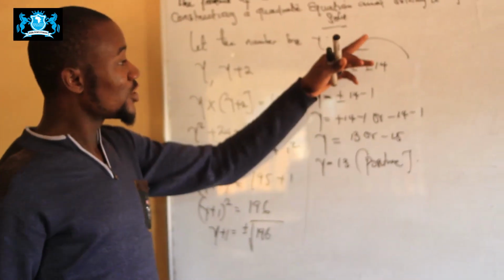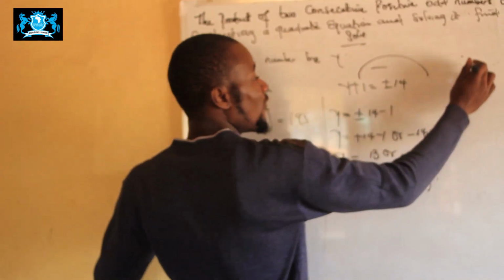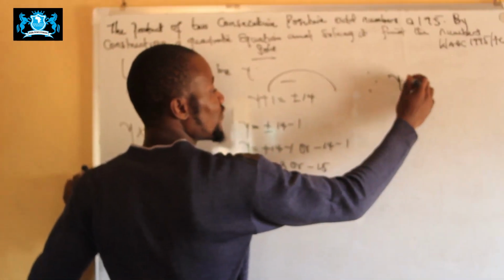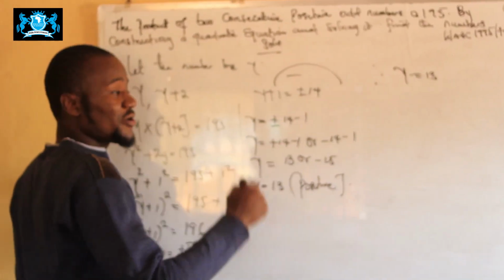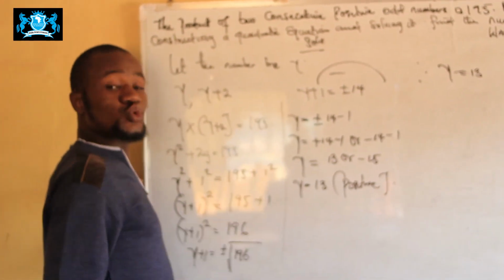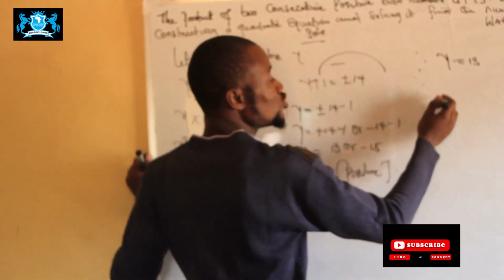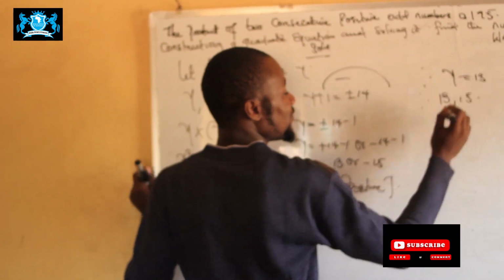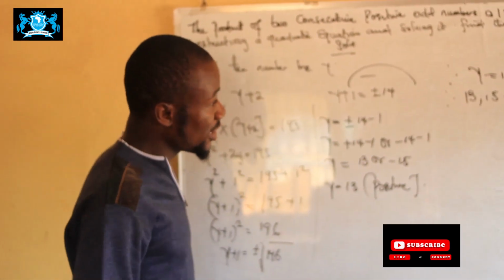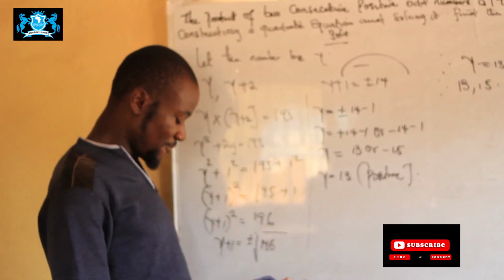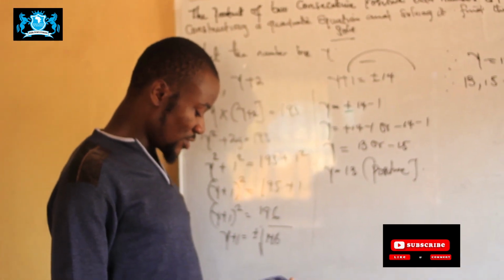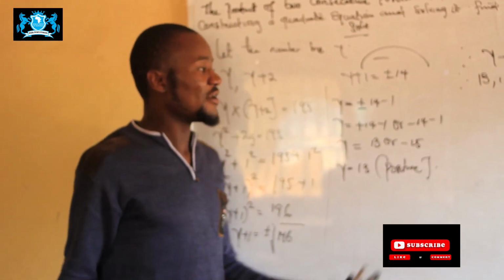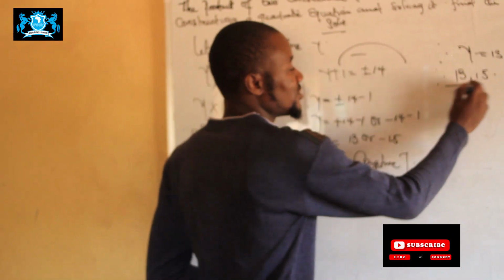Now to find the numbers, therefore y equals 13. Then for the next number, you add 2 to it. 13 plus 2 gives you 15. Therefore the two numbers are 13 and 15. If you want to confirm whether you are correct, do 13 times 15 and see what the answer will give you. It will give you 195. And this is the answer to this question.